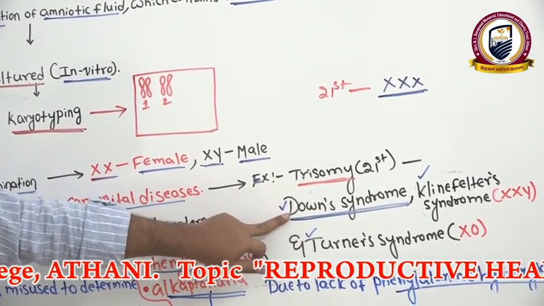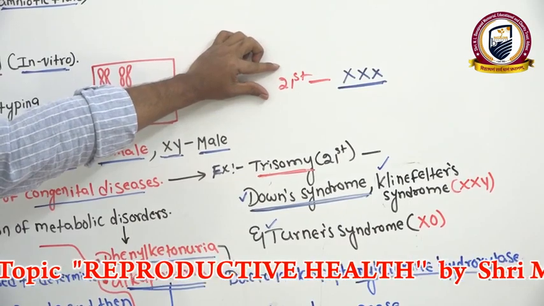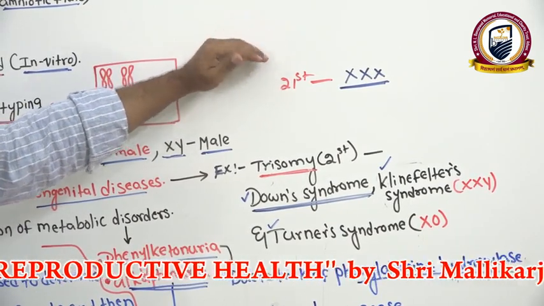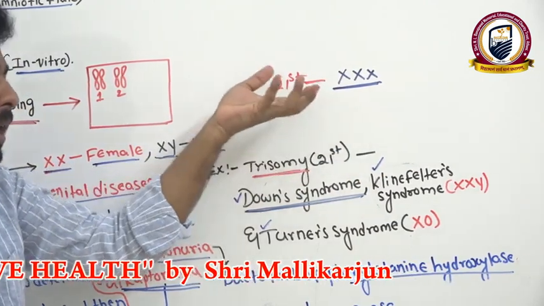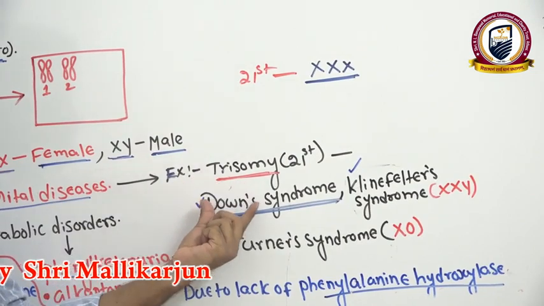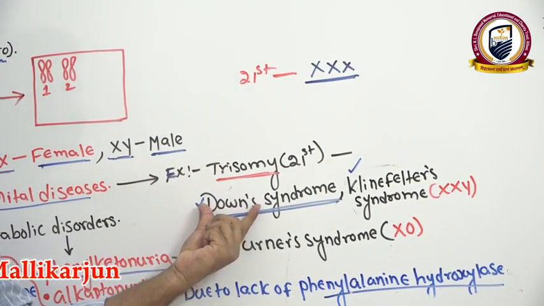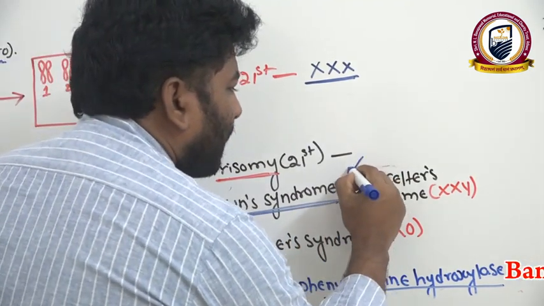This Down syndrome disease we are getting because of the trisomy, because the 21st pair of chromosomes is having one extra chromosome, whether it is X or Y, one extra chromosome is present here. Because of this extra chromosome, the baby will get the Down syndrome disease. Okay, clear. Now the next one, Klinefelter syndrome.